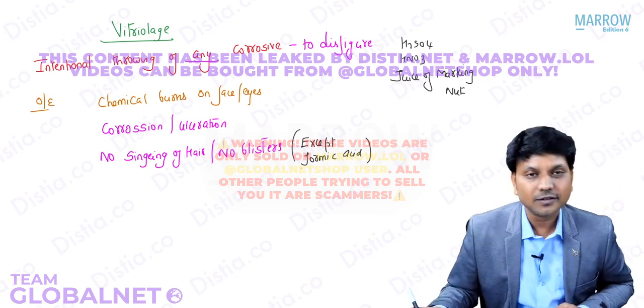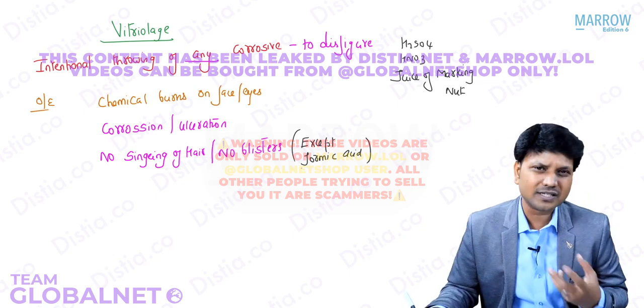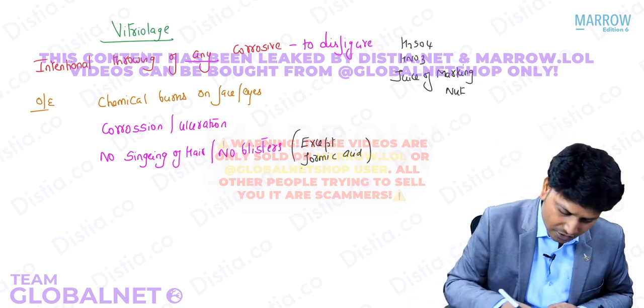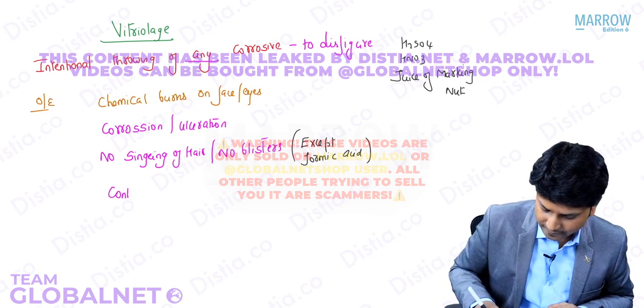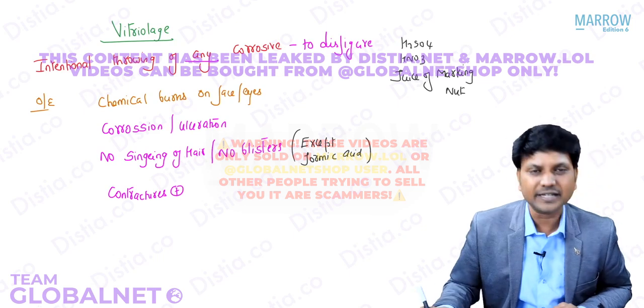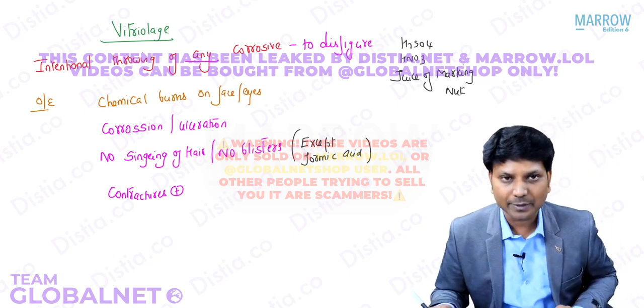Because of this chemical burn, there are a lot of chances of contractures. Contractures are noted very, very commonly with acid attack, the chemical burns.